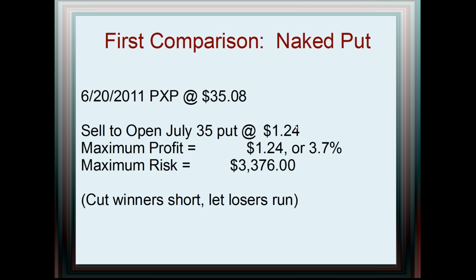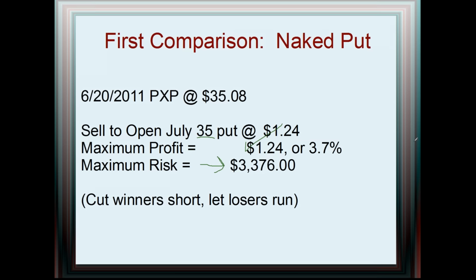So an investor takes a look at the married put position and says, I don't want to buy stock at 35.08. Rather, Mike, what I would have done when you bought PXP is I'm going to sell to open a July 35 put at $1.24 premium. This was the real price at the time. The maximum profit, of course, would be $1.24. If the stock stayed above 35, our put would expire worthless. We keep the $1.24. Now the maximum risk, this is if the stock dropped to zero, is $3,376. Probably not going to happen, but that is the maximum risk. We'd have to buy shares of stock at 35. It's currently valued at zero. Hey, we keep our 124, fantastic. So we'd have a loss of $3,300.